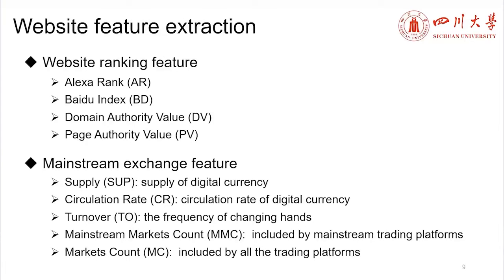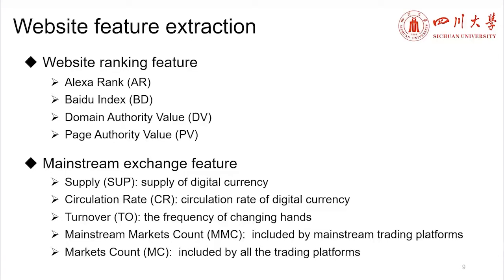The website ranking feature is a reflection of the popularity and the authority of the website. We can collect evaluation data through the ranking and inclusion situation provided by well-known companies. The website ranking features selected in the model include AlexaRank AR, Baidu Index BD, Domain Authority Value DV, and Page Authority Value PV.